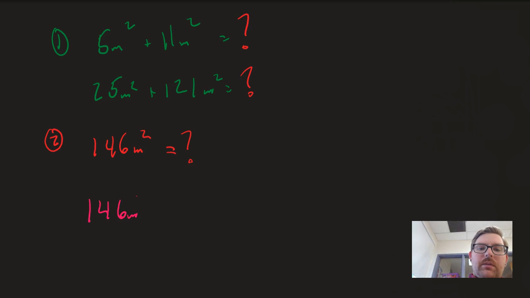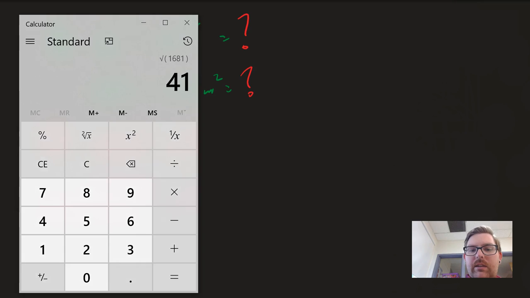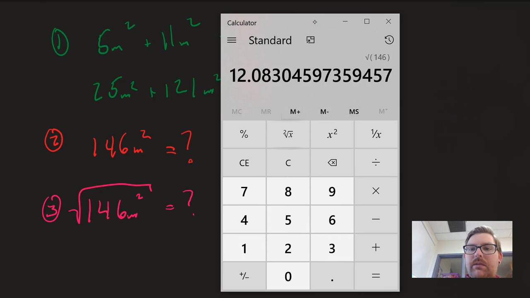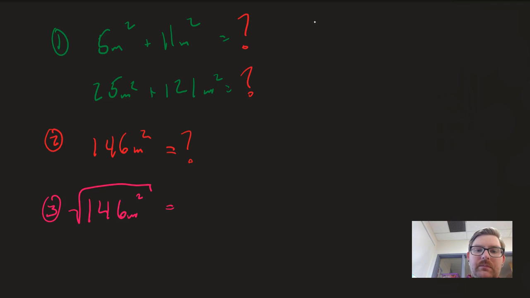So I have 146 meters squared. I'm trying to find out what it is, and luckily we can use a calculator. So it is, here I have the square root of 146, and I have 12.083 meters. Now I'm not really going to be using that many decimals in any of my measurements. So what I'm going to do is round it to the nearest tenth. So that means this is going to be approximately 12.1 meters.